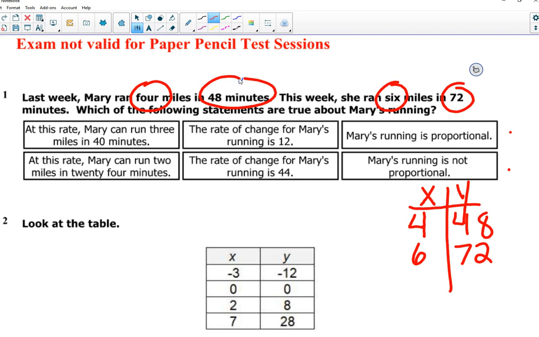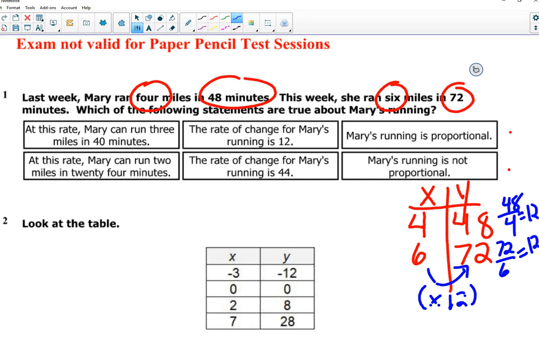If it's proportional, it means we're multiplying. So we're looking to see if I can multiply x to get y. So I'm looking at the relationship. I can find the relationship by dividing y by x. So 48 divided by 4 is equal to 12. And 72 divided by 6 is also equal to 12. They have the same number that you would multiply by to get the other number. So x, if I multiply by 12, I can get y for both of them.